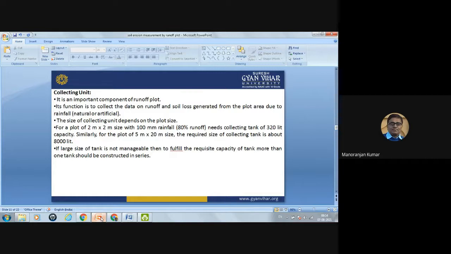So for a plot of 2 meter by 2 meter size with 100 rainfall, it needs a collecting tank of 320-liter capacity, whereas for a plot of 5 meter by 20 meter size, the required size of the collecting tank is about 8,000 liters. So if a large size of tank is not manageable, then to fulfill the requisite capacity of the tank, more than one tank should be constructed in series. Okay.